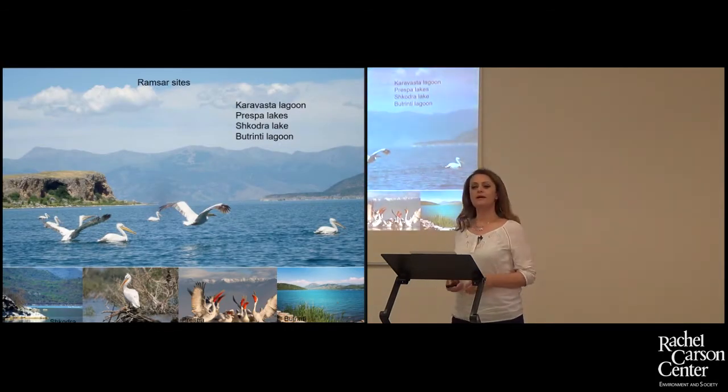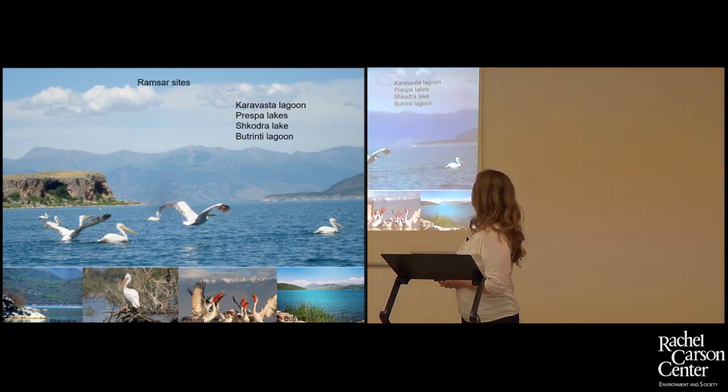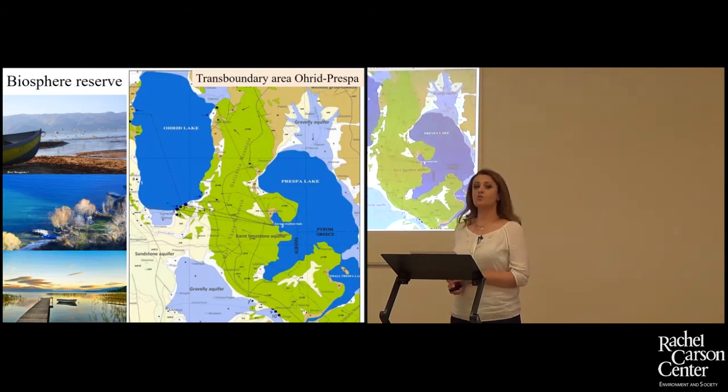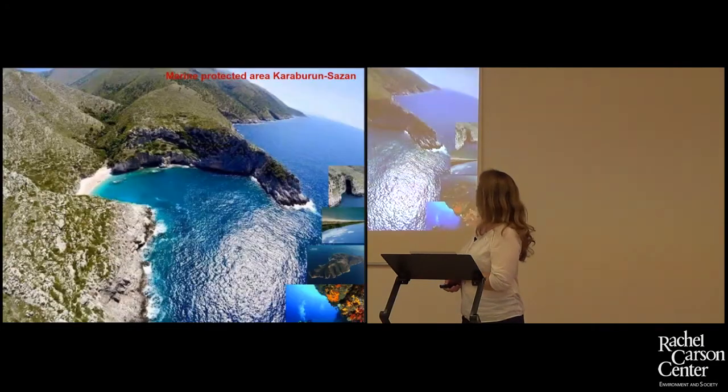Besides the six categories of IUCN, Albania has four Ramsar sites, which are Karavasta Lagoon, Prespa Lakes, Shkodra Lake, and Butrinti Lagoon. It has one biosphere reserve, which is a transboundary area, Ohrid and Prespa Lakes, that we share with Macedonia and Greece. It also has one marine protected area, Karaburun-Sazan.